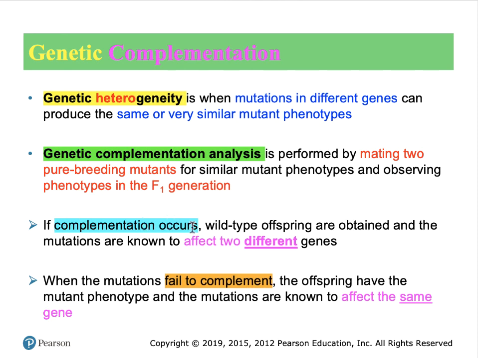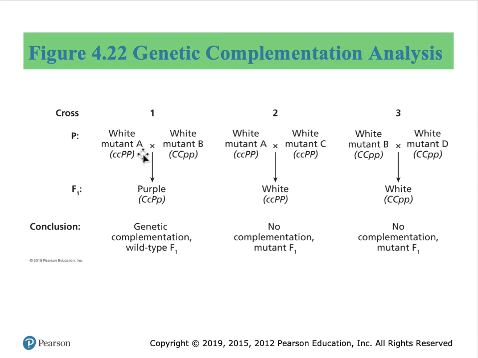If complementation occurs, then wild-type offspring are obtained, and the mutations are said to be in two different genes. When the mutations fail to complement, the offspring have the mutant phenotype still, and the mutants are said to be affecting the same gene. In this analysis, suppose we have 4 different strains of mutant flowers. They each produce white flower types.